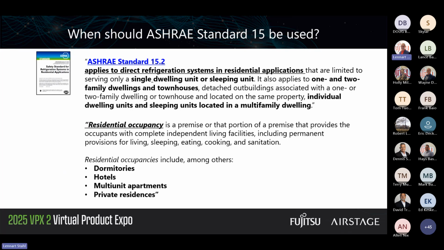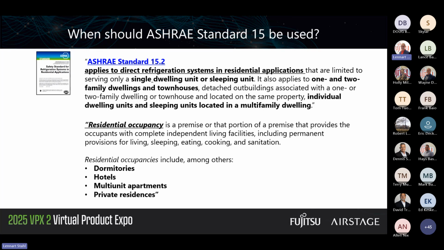Another definition here is residential occupancy. They also elaborated on that, saying residential occupancy. You can see the list there: dormitories, hotels, multi-unit apartments, and private residences. So that's a definition for this Standard 15.2.